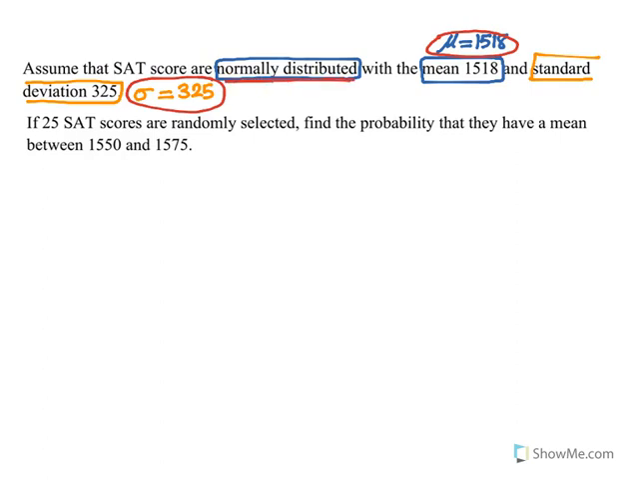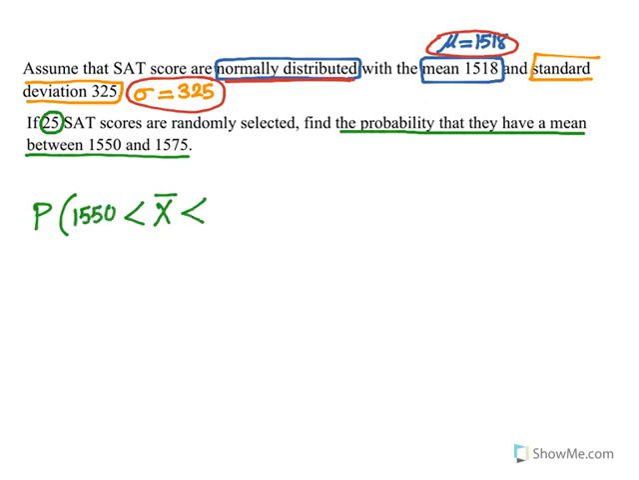And now you have 25 SAT scores that are randomly selected. Find the probability that they have a mean between 1550 and 1575. So we want the probability that the sample mean, for the sampling distribution, is between 1550 and 1575.